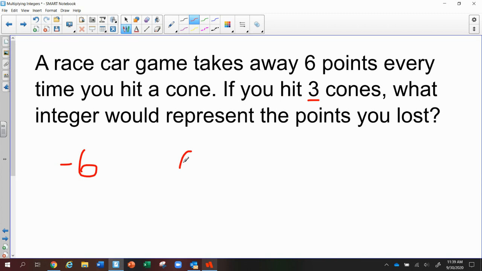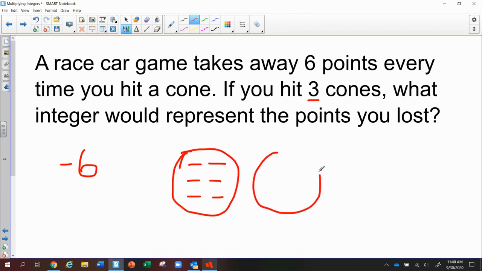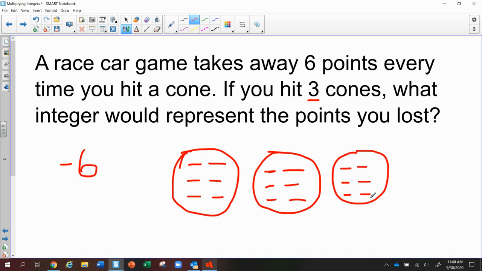Okay, well, we could also model this. So I'm getting -6 points. Remember, counters were just the negative tiles. So 1, 2, 3, 4, 5, 6. That's one group of -6. 1, 2, 3, 4, 5, 6. That's 2 groups of -6. How many cones did I hit? I hit 3. So I get one more. 1, 2, 3, 4, 5, 6.